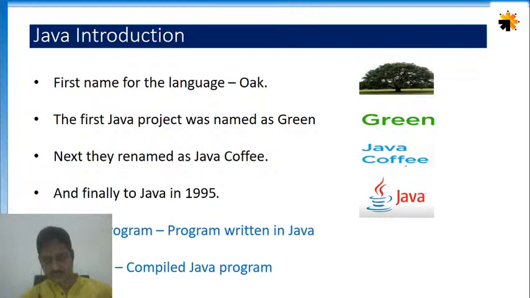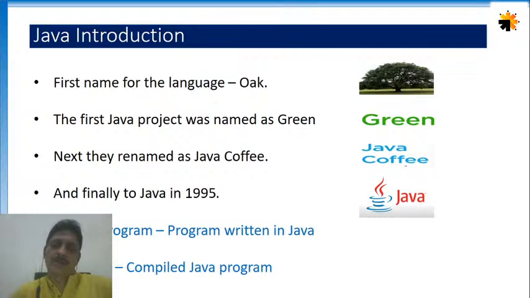But at that time, the Green project idea was about making the code available in microprocessors. The washing machine example, what we just discussed. So this kind of code, written for electronic devices or smart electronic devices, was named Green till then, because that was the first successful project by Sun Microsystems. And later on, they were not happy with the name and they named it Java Coffee.